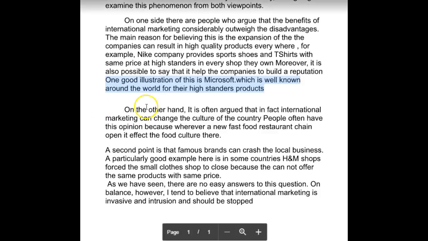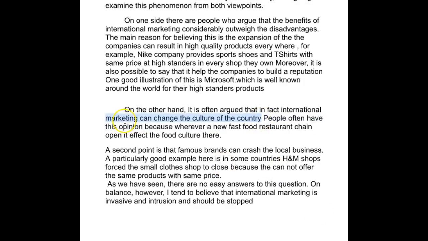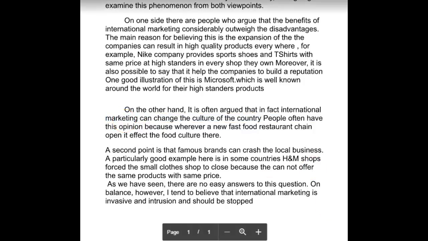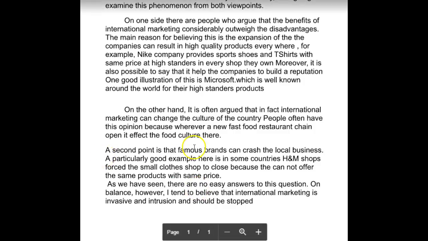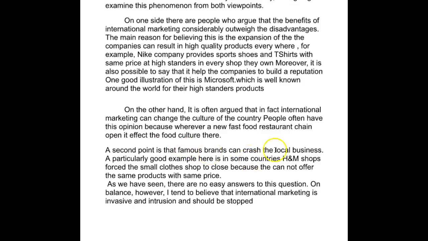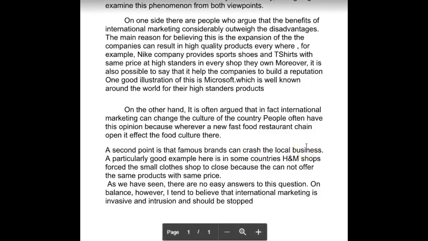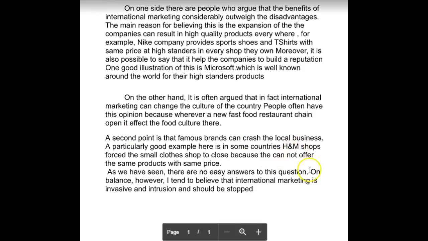And then we would begin the second paragraph. On the other hand, it is often argued that in fact international marketing can change the culture of a country. Yes, or can result in cultural erosion. People often have this opinion because wherever a fast food restaurant chain opens, changes to the food culture can be witnessed shortly afterwards. A second point is that, or I'd say additionally, or moreover is better at this point. Additionally, larger, more successful brands may push out or collapse local businesses. In some countries, shops such as H&M have already forced smaller clothes shops to close due to the fact that they cannot compete.